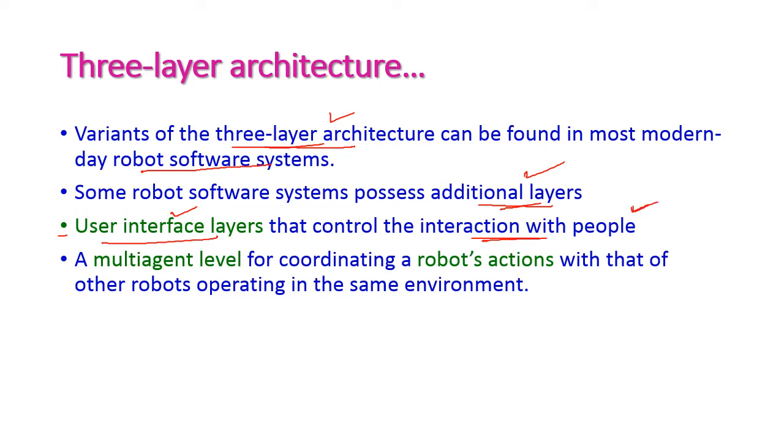So this is the user interface layer, and the multi-agent level, which coordinates the robot actions. So to control the robot actions, multi-agent may be required. With that, the other robot operations in the same environment also take place. Okay, for example, if a robot wants to work in a complex environment, a single agent is not sufficient. Hence, the multi-agent level architecture is also implemented here.